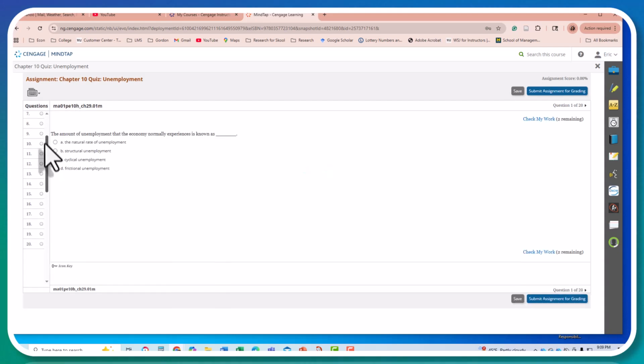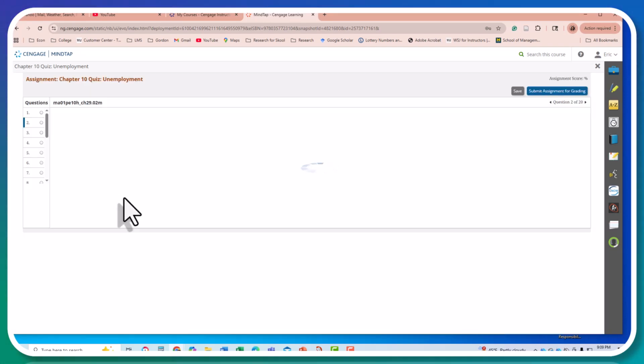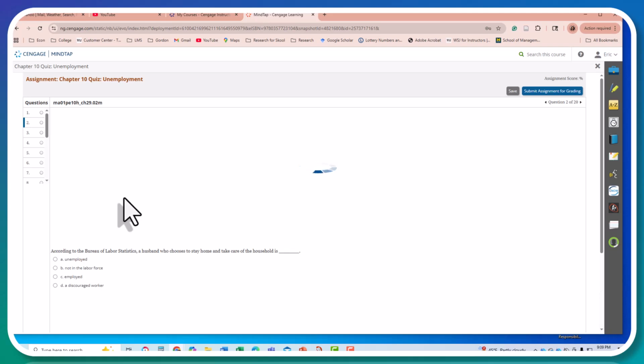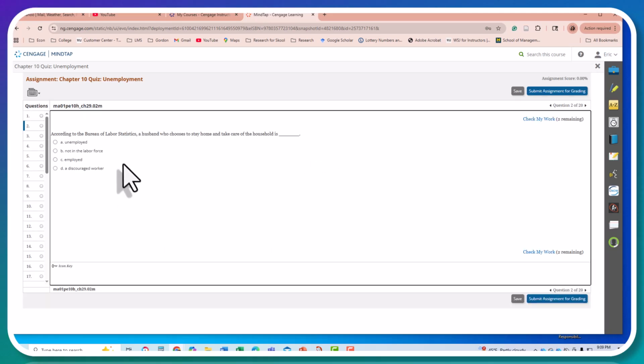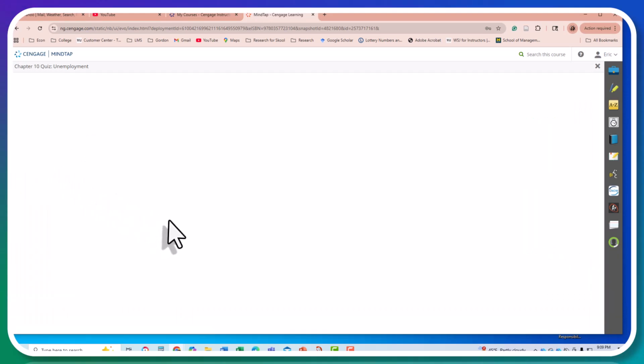And 20 questions. All right, the amount of unemployment that the economy normally experiences should be something, and it's not these. According to the BLS, a husband who chooses to stay at home and take care of the family is not discouraged, he's not employed. I'll let you pick out between the last two.